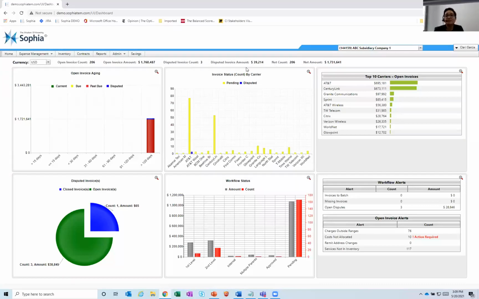So telecom expense management is really the process of automating the invoice receipt, review, approval, and payment process. A lot of organizations still have maybe a hybrid combination of manual and automated processes, or maybe an all manual process. And telecom expense management takes that and throws some automation around it.